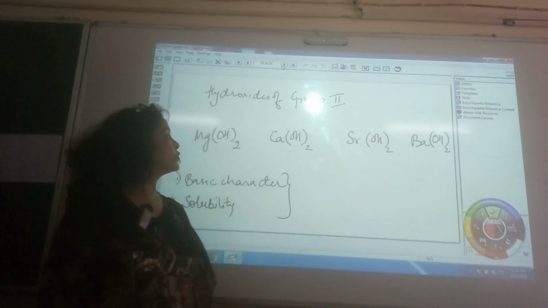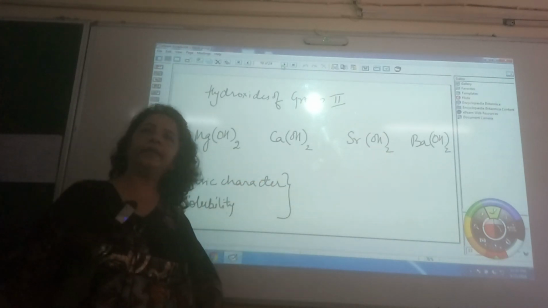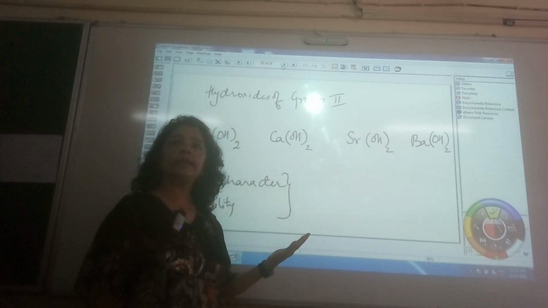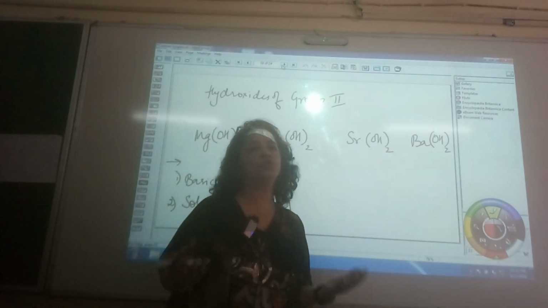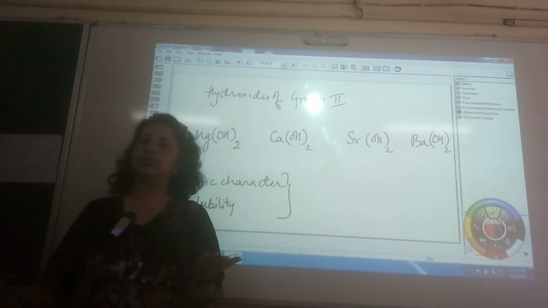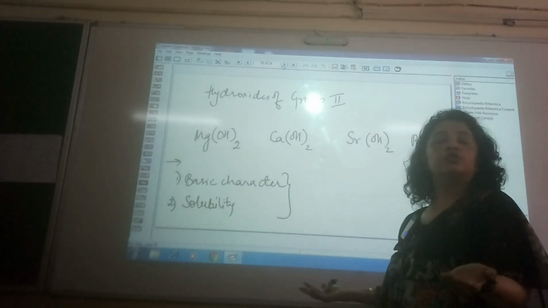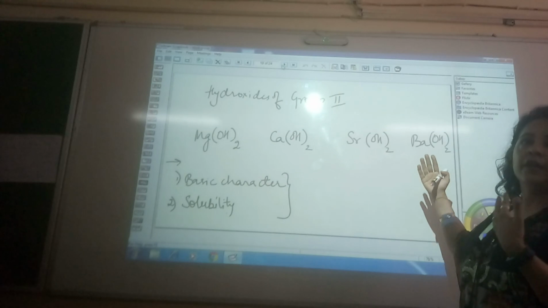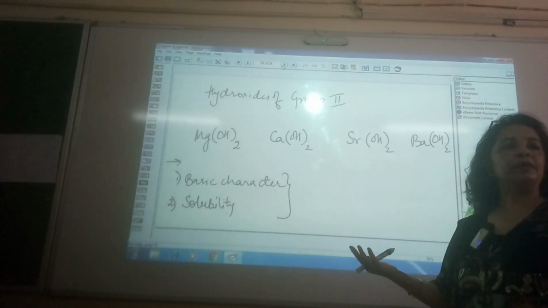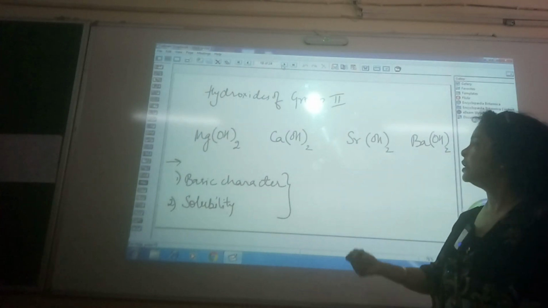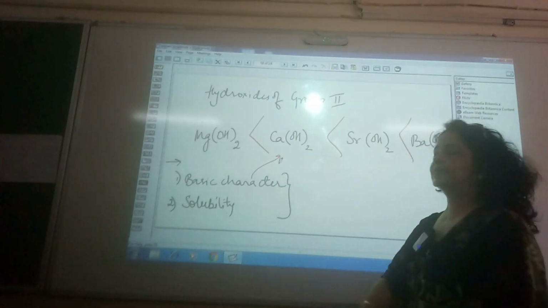Talking about hydroxides of group 2, let us talk about the basic character. Metal hydroxides are basic. Now, which out of magnesium, calcium, strontium and barium is most metallic? The one which can easily lose electrons. What are metals? The elements which have a tendency to lose electrons. So, which will lose the electron easily? Barium. If barium can lose the electrons easily, it is most metallic. If it is most metallic, then the metallic hydroxides are more basic. So when we talk about the basic character, this is the order for the basic character.